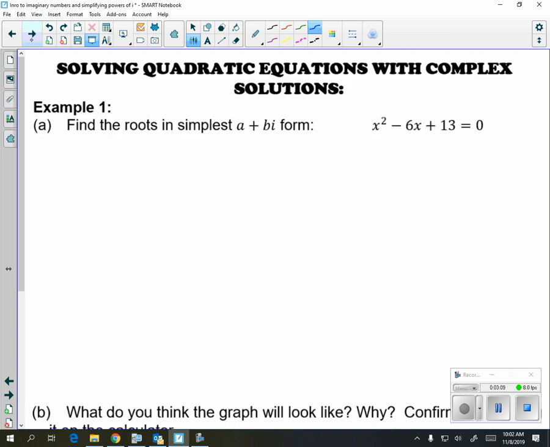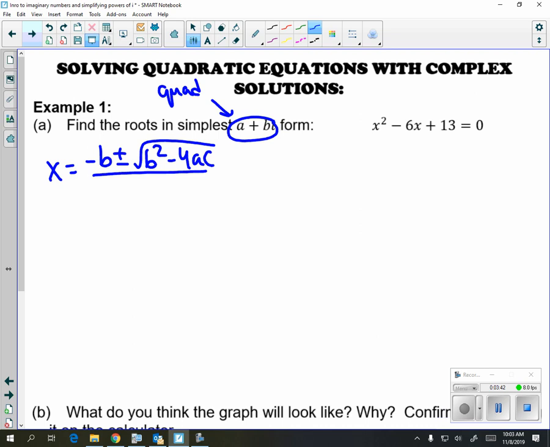If you want to solve a quadratic equation with complex solutions, so imaginary numbers and complex numbers are pretty much the same exact thing. If they tell you to find the roots in simplest a+bi form, that means you're going to have an imaginary answer. And if you don't get i in your answer, you know you went wrong. You can't do this by factoring. You have to use the quadratic formula, which, if you don't remember, is x equals -b plus or minus the square root of b squared minus 4ac all over 2a, and that is on your reference sheet.